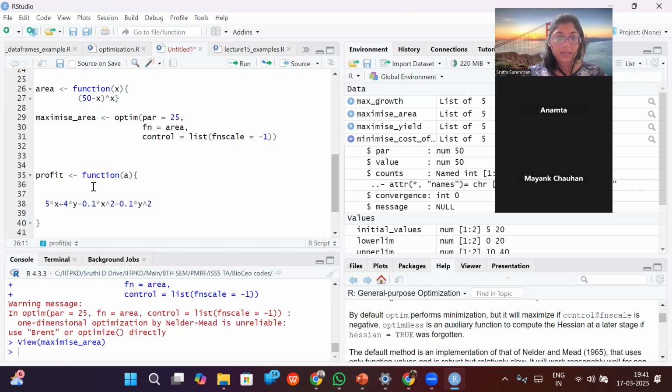Now x is equal to the first element of a, and y is equal to the second element of this set of variables a, and the function that you want, you will write it in return. Okay. So now we have defined the function.